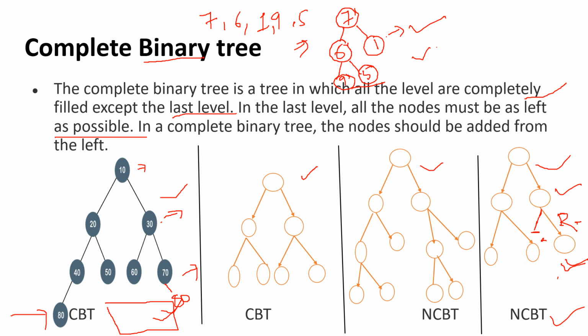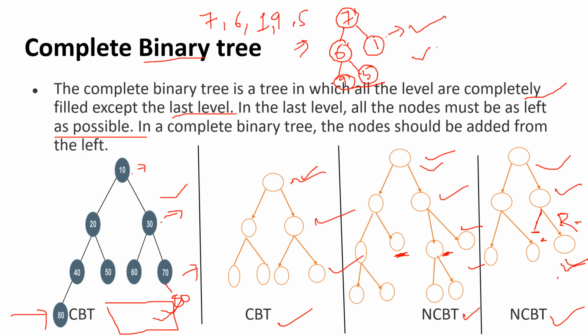Here in this tree, if you see, the first level is filled, the second level is filled, the third level is not filled, because this node is not having any children, but this node is having children. Because of that this is not a complete binary tree. And in this one, this level is filled, this level is filled, this level is also filled, so it's a complete binary tree.